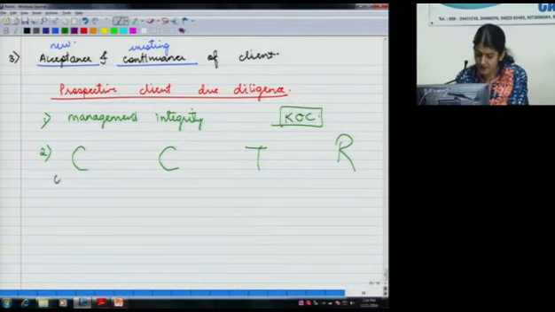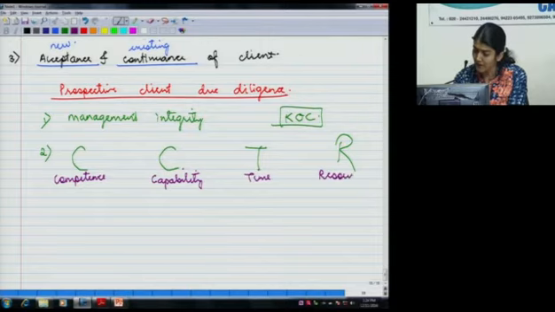Then after that, do you have the CCTR? What is CCTR? Do you have the competence? Do you have the capability? Do you have the time and do you have the resources to perform the engagement?